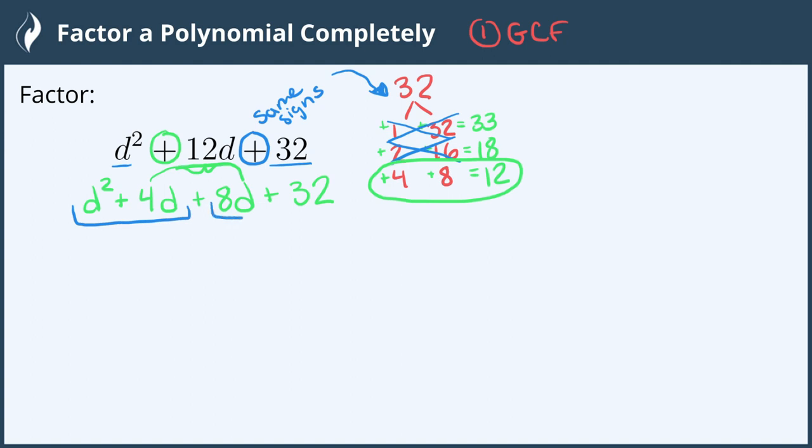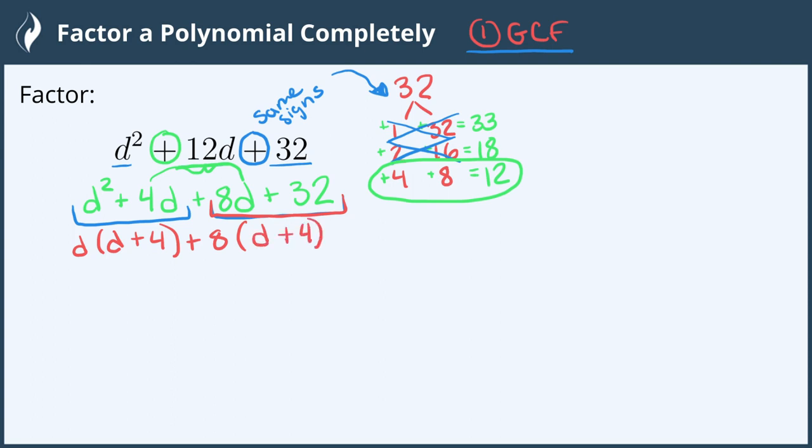This means that we group the first 2 and the last 2, and again, in this case, we're looking for the greatest common factor like we did at the beginning. The first 2 terms have a factor of d in common, so we can factor out a d, which leaves us d plus 4, and the next 2 have a common factor of 8, so I can take a positive 8 out of both of those terms, leaving us with d plus 4.